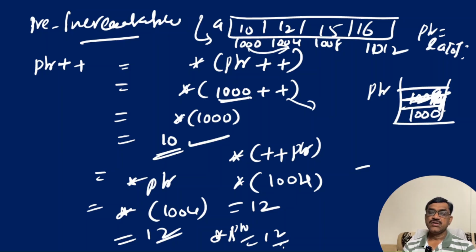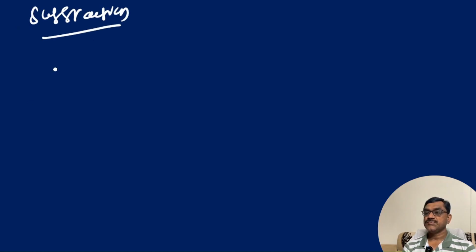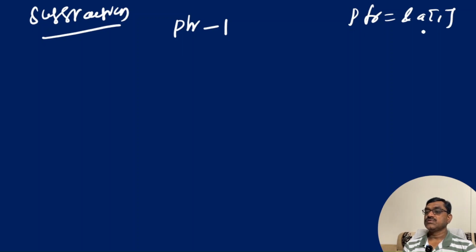This is the difference. Now, coming to subtraction. Under subtraction, for example, can you say ptr minus 1? Right, we can subtract an integer from a pointer. This is valid. Assume that we take ptr equals ampersand of A of 1. That means ptr equals 1004.